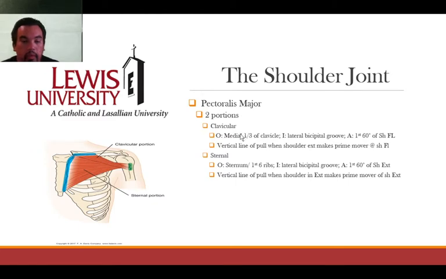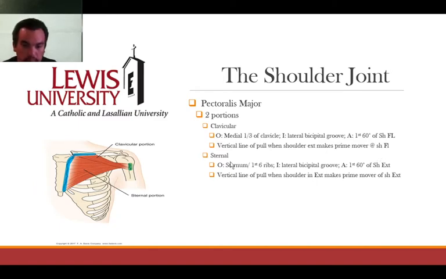We also have the pectoralis major, and there are 2 portions of this. You can see here, one kind of goes inferior lateral, and one just goes medial to lateral, almost horizontal. So we have the clavicular portion, that's this top little guy here, and that is on the medial third of the clavicle. It inserts at the lateral bicipital groove, right here, and the action is the first 60 degrees of shoulder flexion. It has a vertical line of pull when the shoulder is in extension, which makes it a prime mover of shoulder flexion.